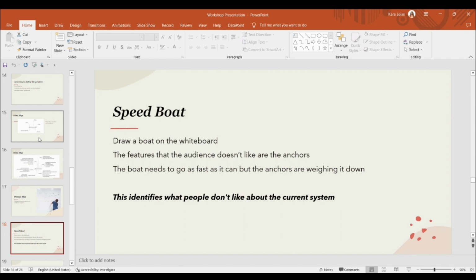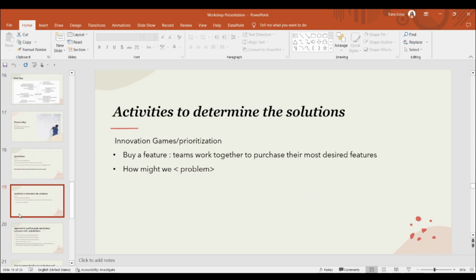But this is supposed to be a speedboat. It should be going fast. It should be tied down with these things, right? And then the boat needs to go as fast as it can. But the anchors are weighing it down. This would help to identify what people do not like about the current system or the current process or the current tool. And so what you'll do now is you will try to remove as much of those anchors as possible.